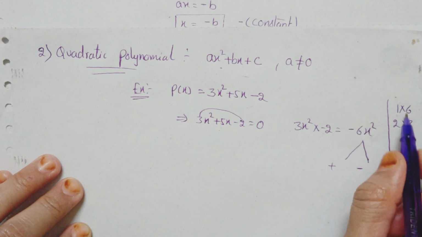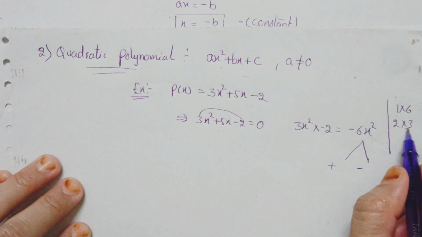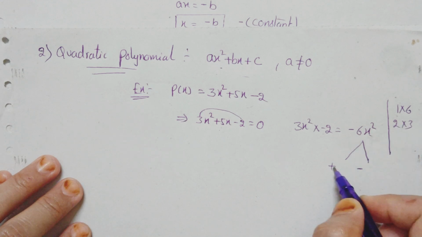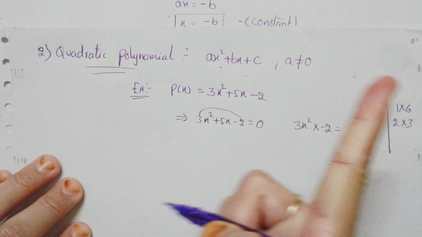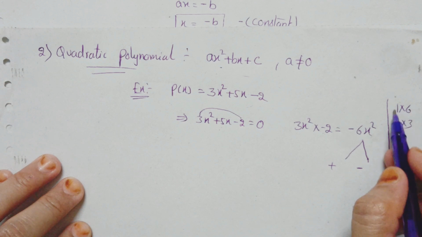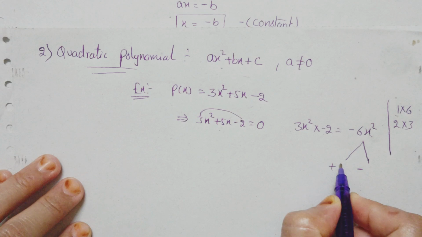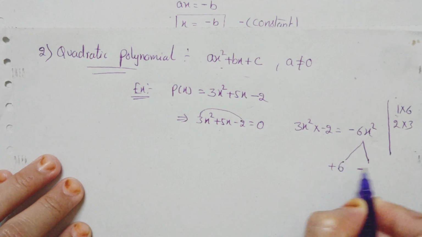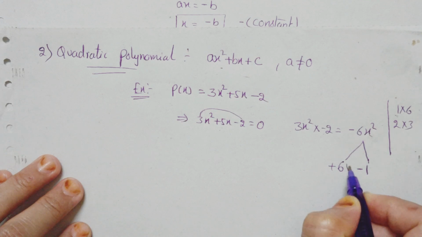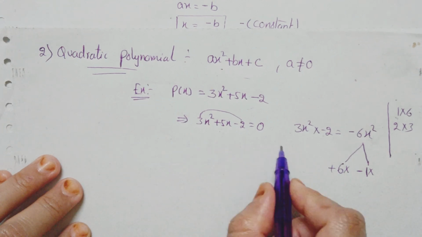In this way you have to pick one of them. If I take 2 into 3, 2 threes are 6, but if I do the difference, 1 plus and 1 minus, I am left with only 1. 3 minus 2 is 1, but here we have to get 5. That's why I have to choose 1 into 6 or 6 into 1. Here the plus sign is there, which means for the biggest number we have to take 6, and the smallest number should be 1. 6 ones are 6, and x into x equal to x square. In this way you have to split the middle term.